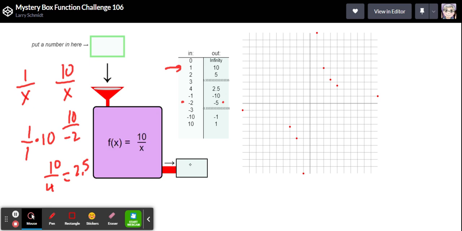I'm going to go ahead and reveal. Yeah, 10 over x. Let's graph that as well. And you get those typical arms approaching the asymptotes, but in this case, approaching them a little more slowly and further away from the origin.